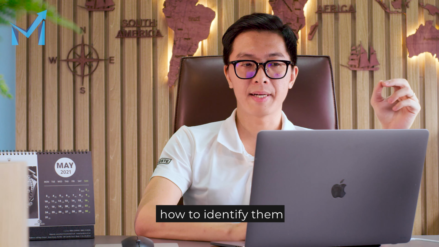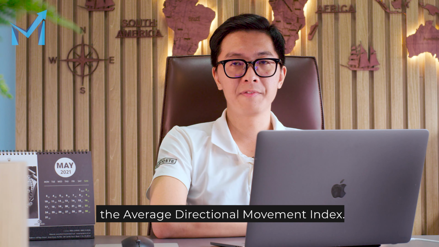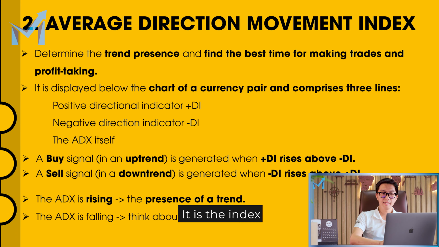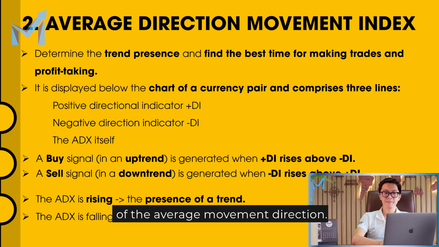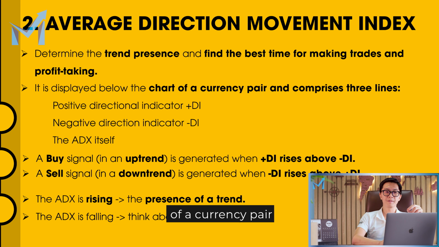Next, I want to talk about the average directional movement index. It is the index of the average movement direction. It is displayed below the chart of the currency pair and comprises three lines: the positive directional indicator, the negative directional indicator, and the ADX itself. You can find the trend and find the best time for making trades and the profit-taking process.